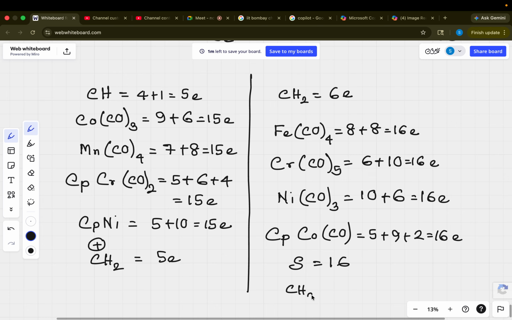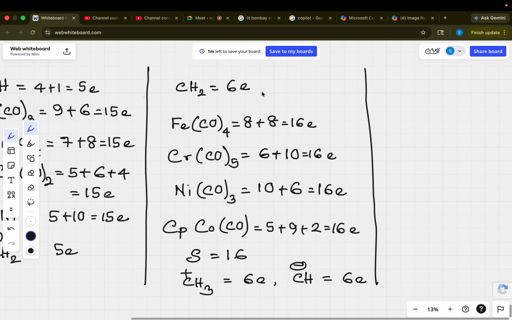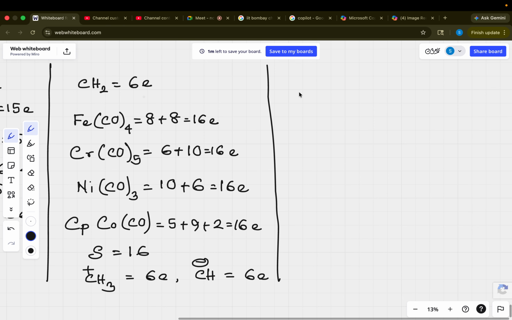If you have CH3 plus, that is also equivalent to 6 electrons, and if you have CH minus, this carbanion, that is also equal to 6 electrons. So this is another category. So this is the first category, you have CH, and this is the second category, you have CH2. Clear? Any doubt? Yes. Clear, right? Okay, CH2 is done.